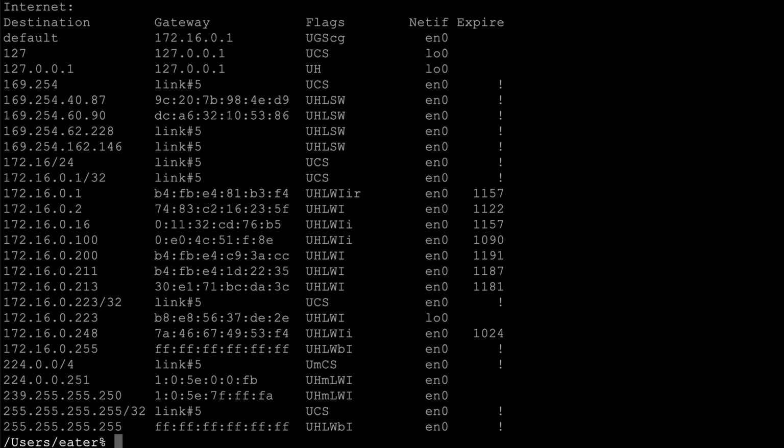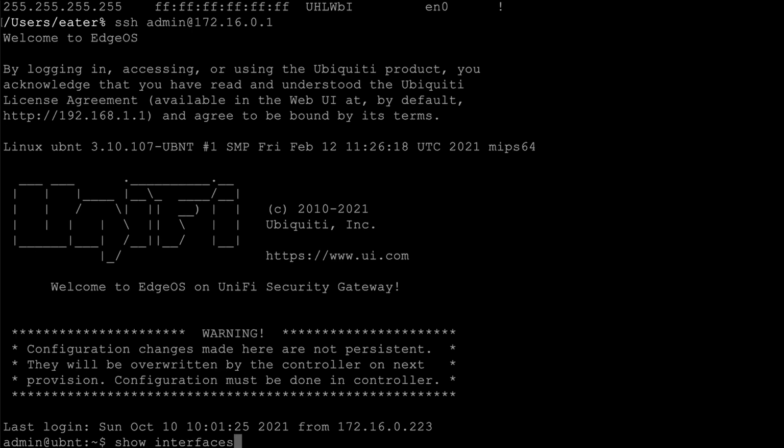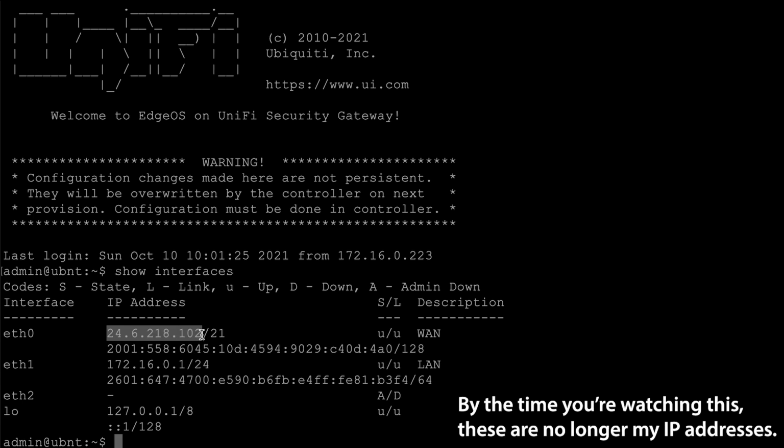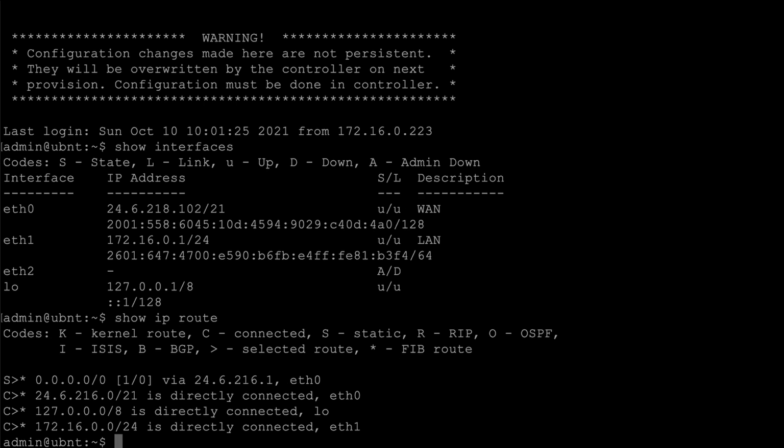I can actually connect to my router and poke around. If I secure shell to 172.16.0.1 and look at the interfaces, you can see that Ethernet 1 is assigned the address 172.16.0.1, and Ethernet 0 has the address 24.6.218.102, which is assigned by my ISP since Ethernet 0 is connected to my cable modem. And if we look at the routing table, it's pretty simple.